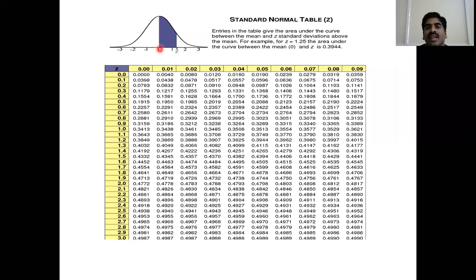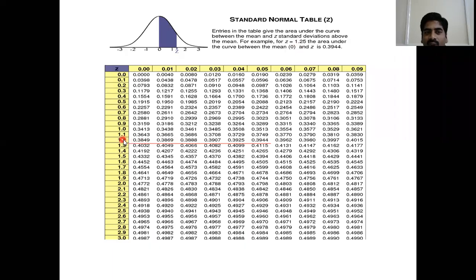Here I wanted to find the area between 0 to 1.25. From 0 to 1.25, this area I wanted to find here. See in the table, I will explain how to read the table. Please observe, please concentrate here. See here, the Z values. See 1.25, from 0 to 1.25.